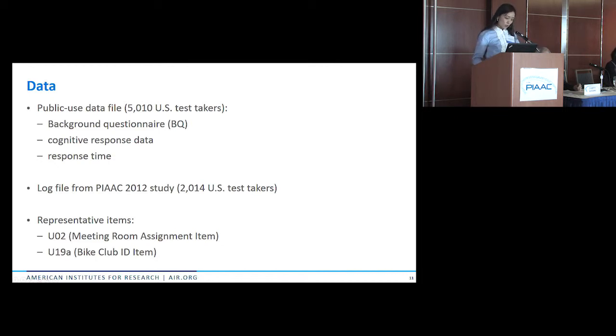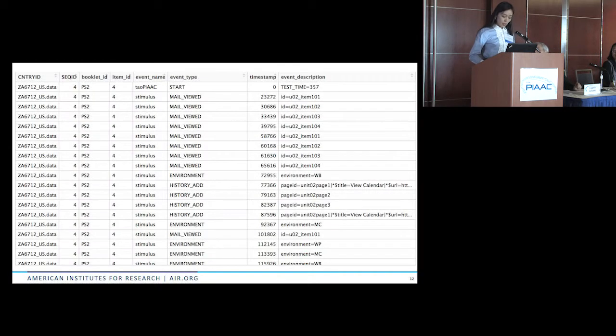Compared to U02, U19A is a relatively easier item. It just asks you to find out the ID of a specific person given a list of member information. This is a screenshot of the actual process data. You can see that it's ordered chronologically for each person. It gives you the actions performed at each time point, and it also tells you the details of the actions performed.